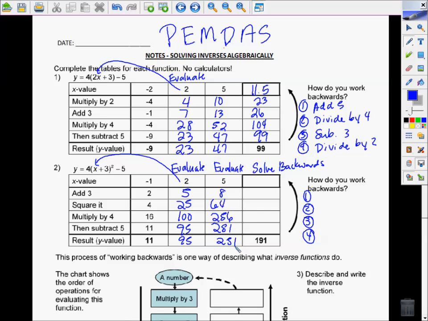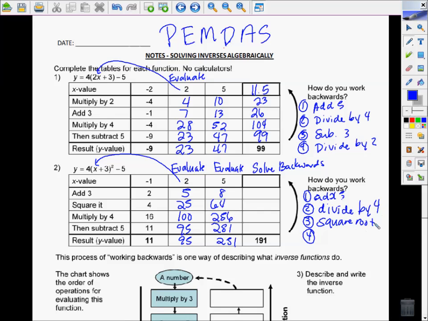Now we're going to solve backwards. So instead of subtracting 5, I'm going to add 5, and then I'm going to divide by 4. Sorry, guys. My board and I are not being friends today for some very strange reason. I think my battery may be going dead in my pen. And then square root.